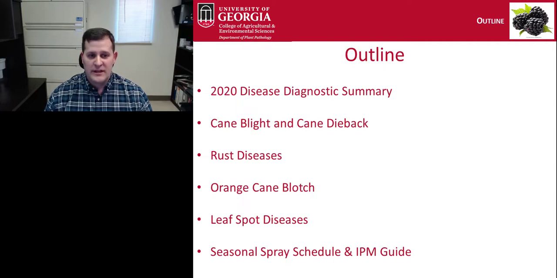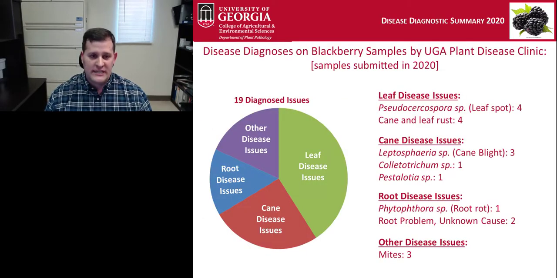First, the 2020 disease diagnostic summary. In 2020, we saw several different disease issues affecting blackberries in Georgia. We saw leaf spots and leaf rusts in particular this year, as well as significant problems with cane blight, the pathogen Leptosphaeria. And that occurred generally because of high rainfall in May and June in Georgia. And we saw a good bit of problems at that time with this disease.